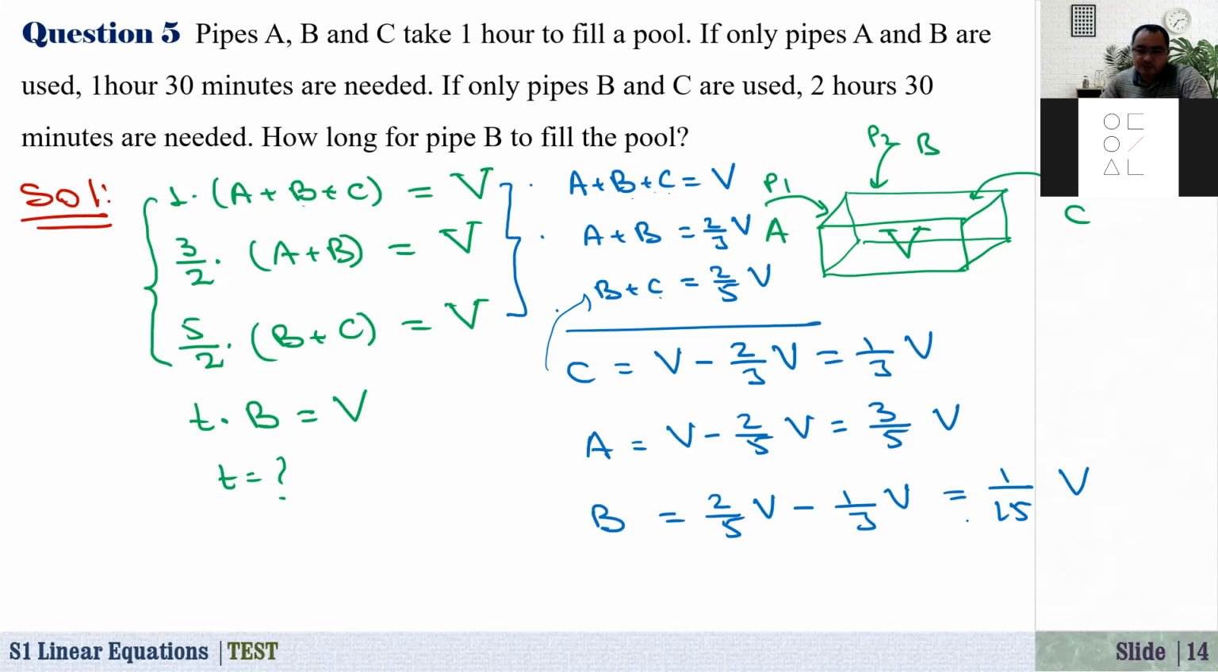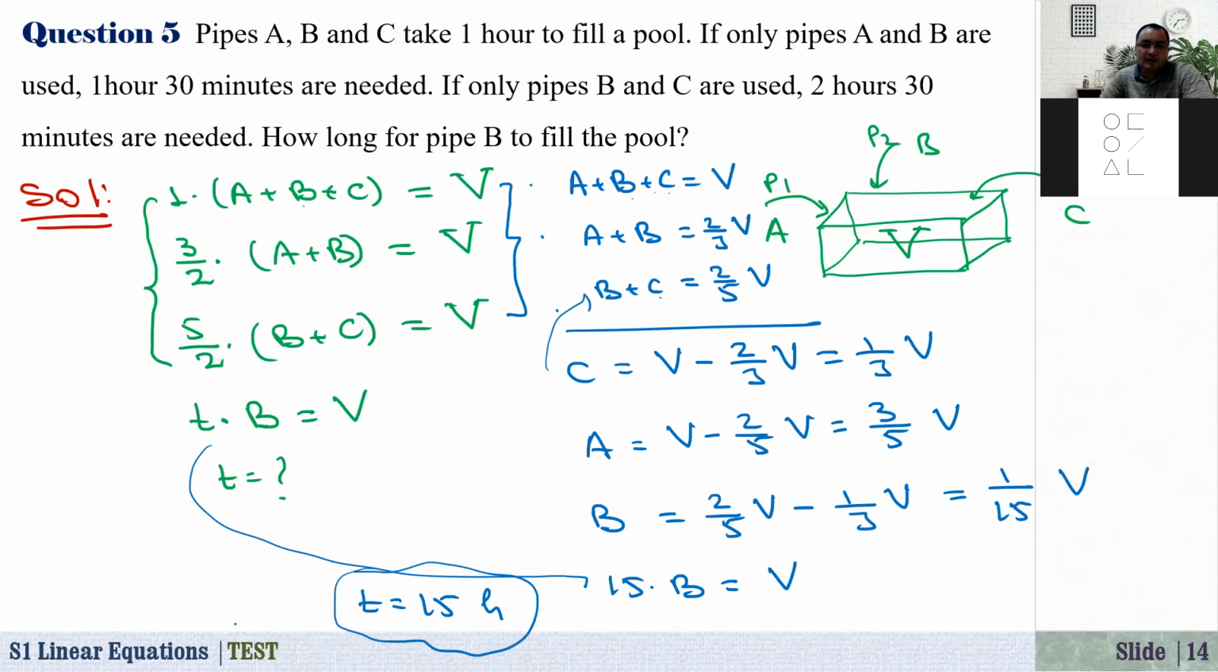If you multiply both sides by 15, then we have 15 times B is equal to V. So now from here, what is T? T is equal to 15 hours. That means if you open only pipe B alone, maybe pipe B is the smallest pipe in terms of radius, it takes 15 hours to fill the tank completely.